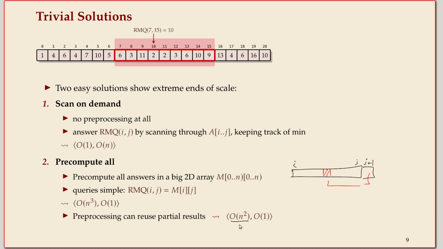Remember what I said before, the space here obviously is quadratic. We need this 2D vector that has n squared over 2 entries. And we can also fill those entries in the same time. So time and space here are of the same order of growth, the same magnitude. Those are the two trivial solutions that immediately come to mind without much thought, but both are not very interesting.